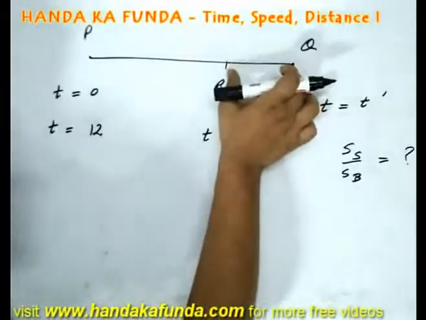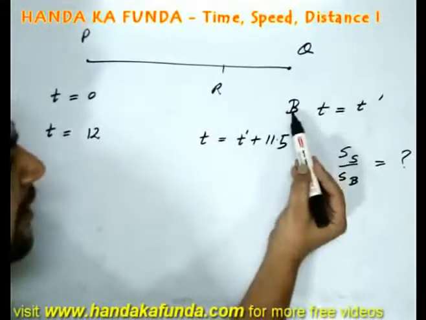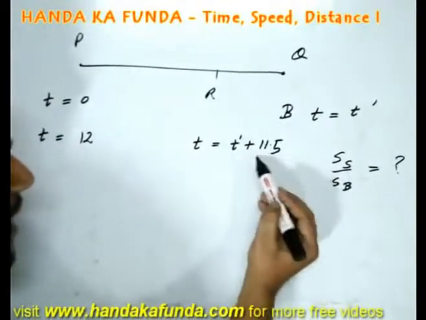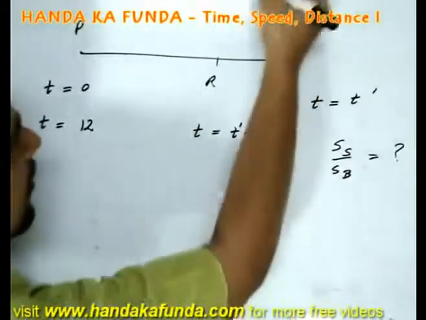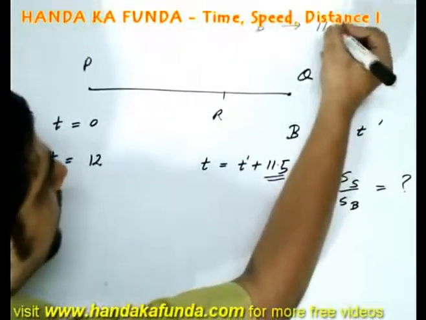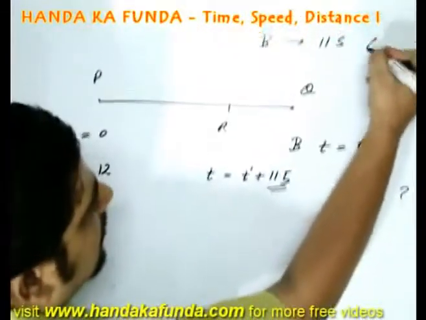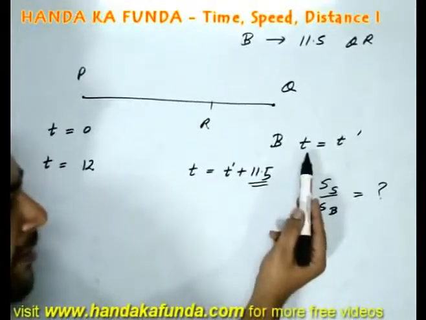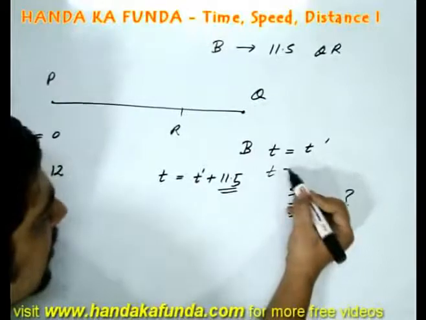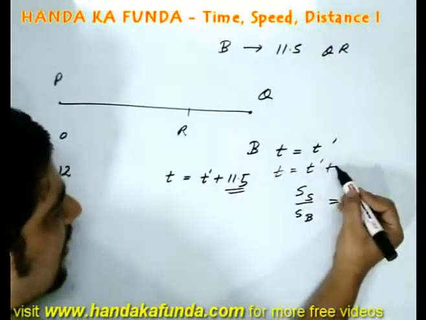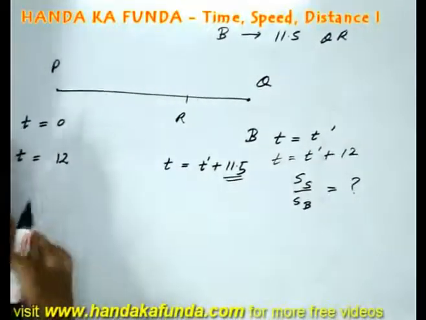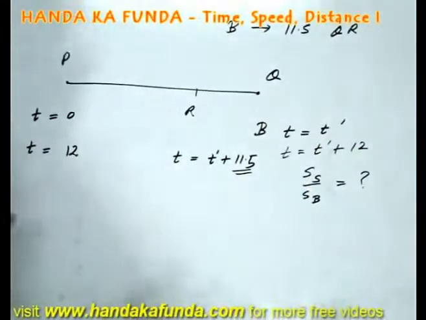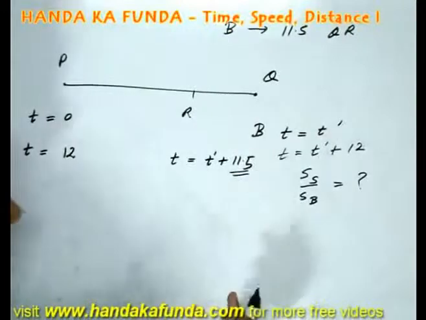Think about the distance RQ. The man has moved from Q to R in the time of 11 and a half minutes. So B takes 11.5 minutes to cover QR. If the man B was standing at his original position, he would have heard the second bullet at t equal to t dash plus 12. The bullets are fired at a gap of 12 minutes. He would have heard them at a gap of 12 minutes. But that did not happen. Why did it not happen?